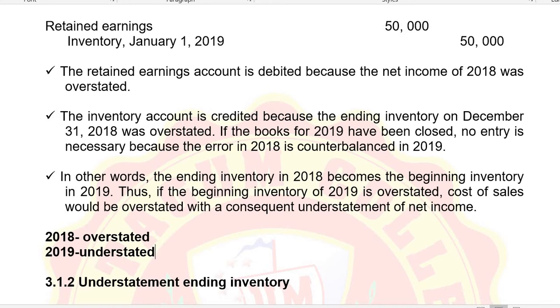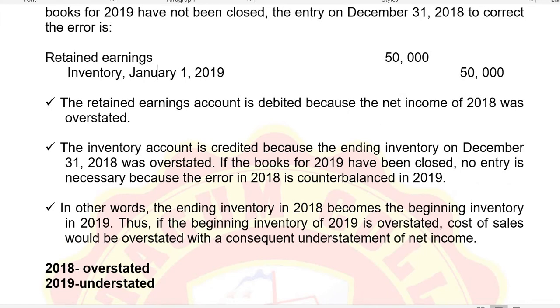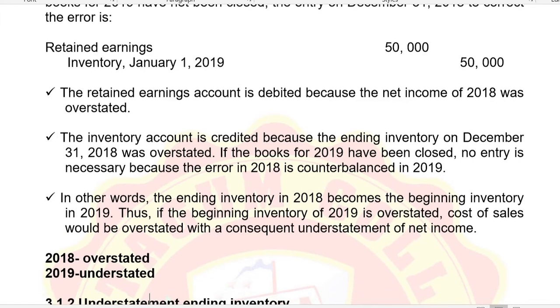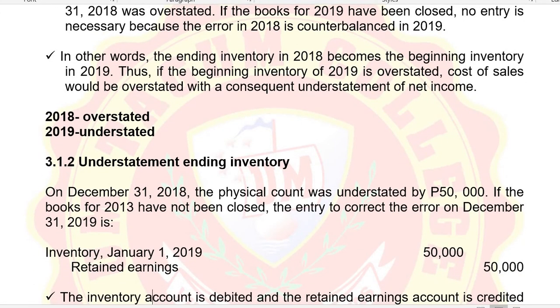So, kung books for 2019 is still open, so you need to adjust lang the beginning balance of the retained earnings to reflect the error. Okay? Next would be understatement of ending inventory. Okay? Understatement. So, again, ano mangyari if understated yung ending inventory? So, pag understated yung ending inventory mo, of course, overstated yung cost of goods sold. Pag overstated yung cost of goods sold mo, of course, your net income is understated.